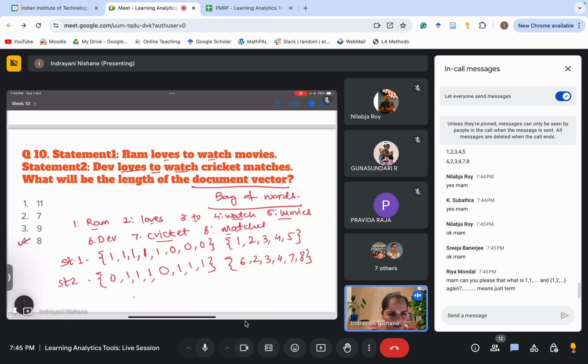Sorry, just the term. Can you please say what is 1 1 and 1 2? Okay, so this together is called sparse vector. This is the index vector and this is the document vector. This together is the sparse vector.